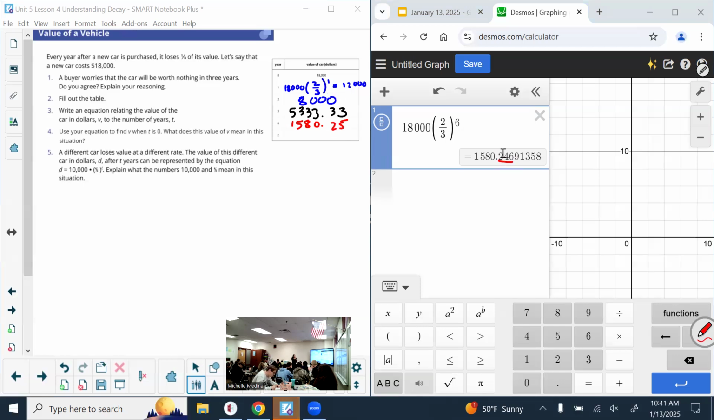Okay, you look to the right of wherever you need to round to. If it's 0 to 4, you keep the rounding digit the same. If it's 5 to 9, then you round up. All right, and then the expression for this, where t is the time, is 18,000 times 2/3 to the t.